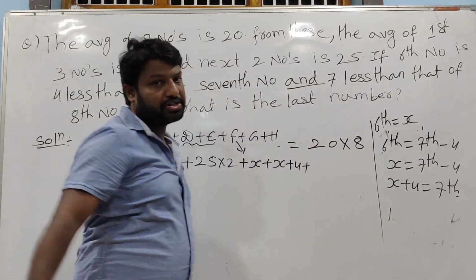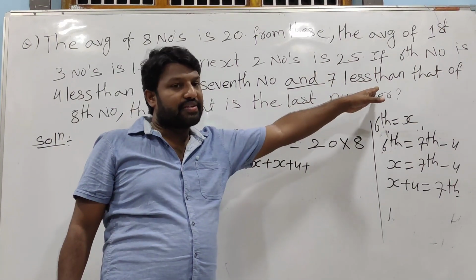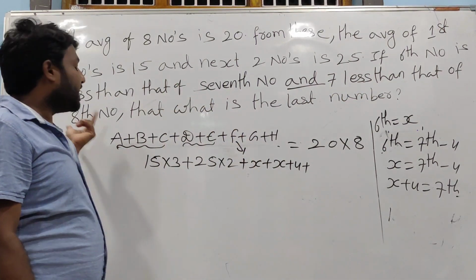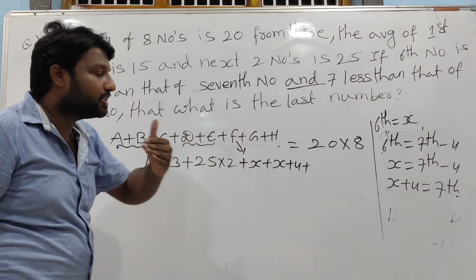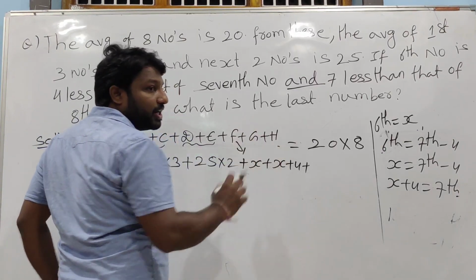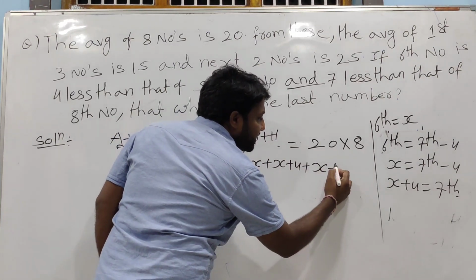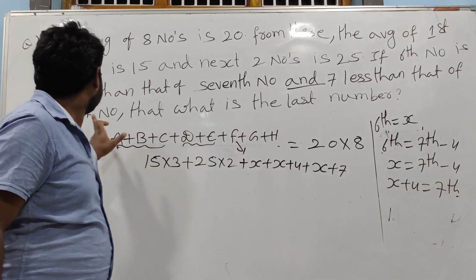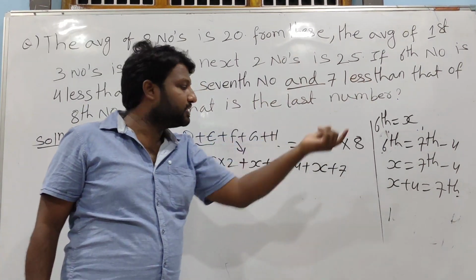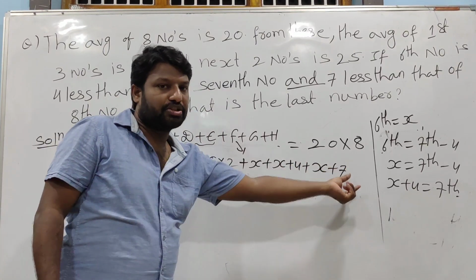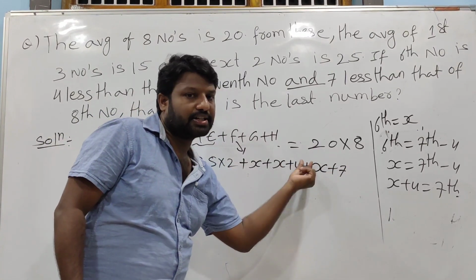Next, the sixth number is 7 less than the eighth number. And means it is a continuation statement. If the sixth number is 7 less than the eighth number, then the eighth number becomes 7 greater than the sixth number. The sixth number is x, so the eighth number will be x plus 7.